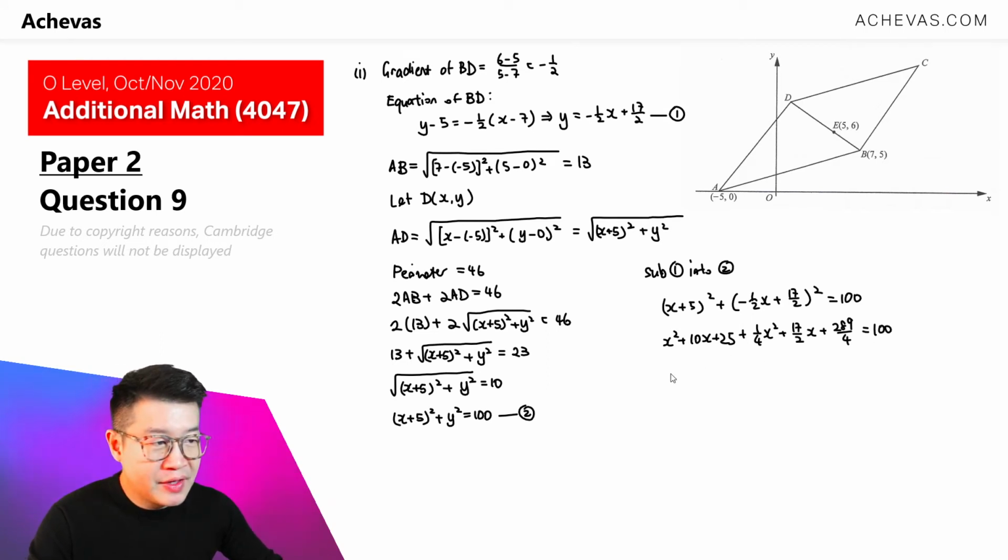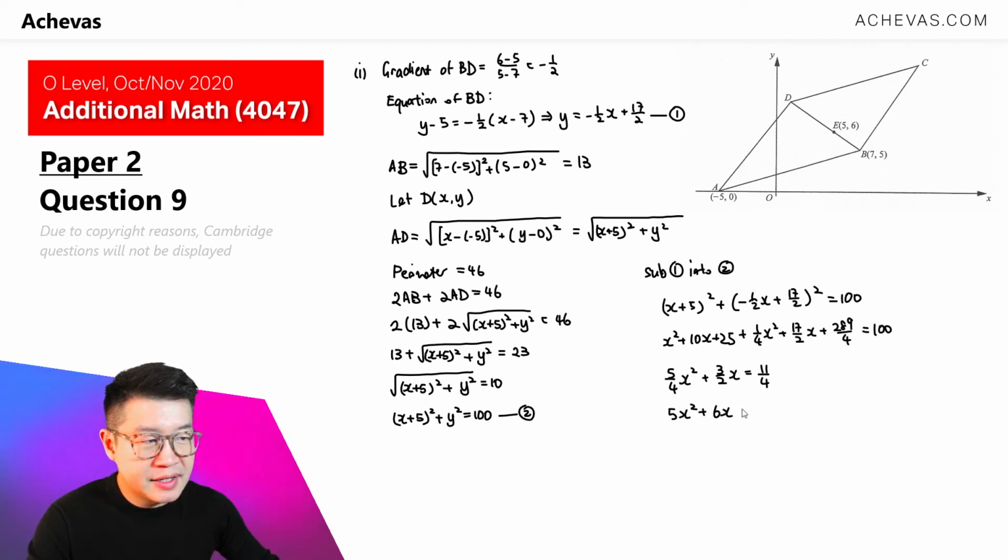So simplifying this, we will have 5 over 4 x squared plus 3 over 2 x, and this is equal to 11 over 4. Then multiplying throughout by 4, we will have 5x squared plus 6x. This is equal to 11. And now we have gotten the equation that the question wants us to show, which is the equation that the x-coordinate of D is going to satisfy.